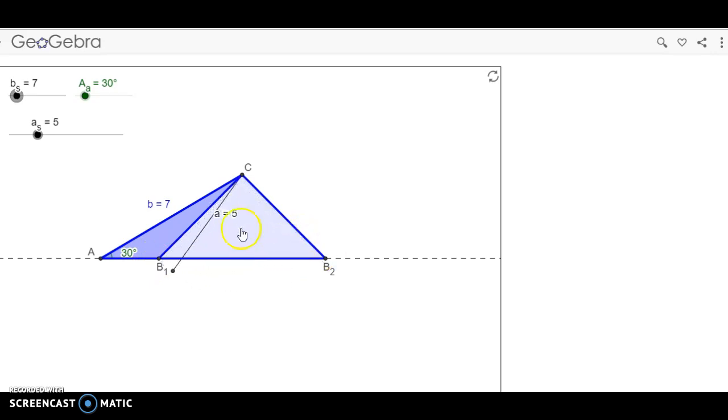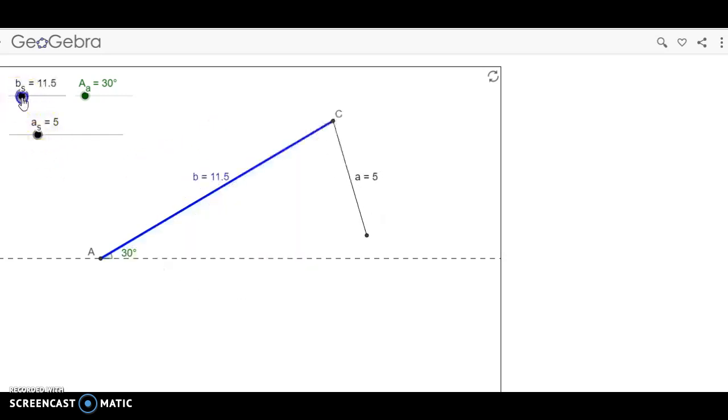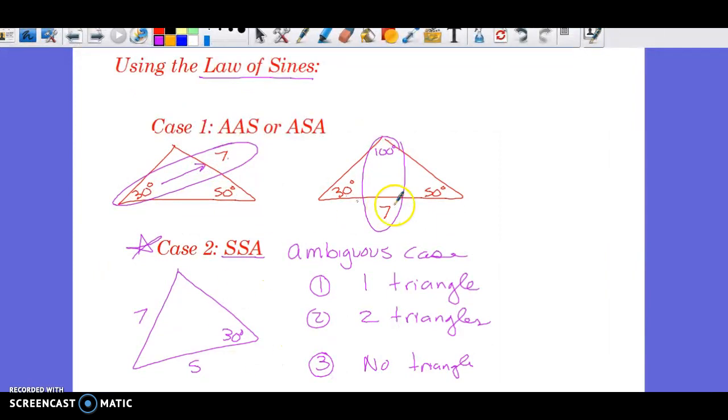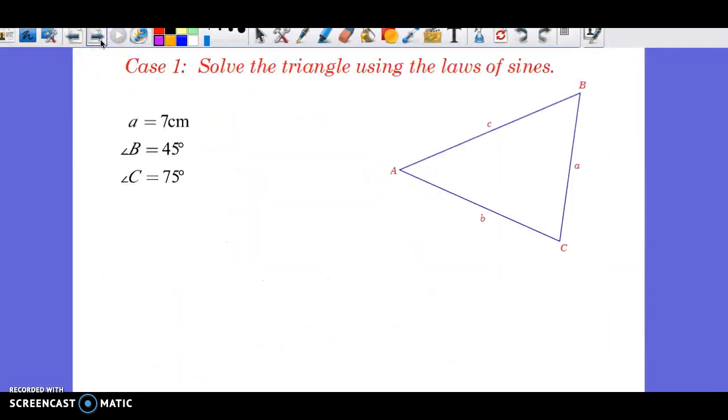If I were to change one of these sides, let's say I had 5, 13, and 30, you couldn't even make a triangle with that. So that's what I'm talking about with the ambiguous cases. And I'm going to show you how to actually do that. So here's how the law of sines works.